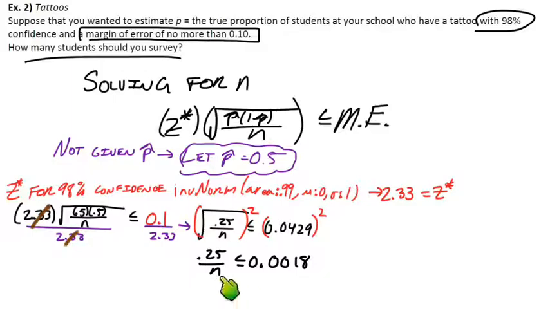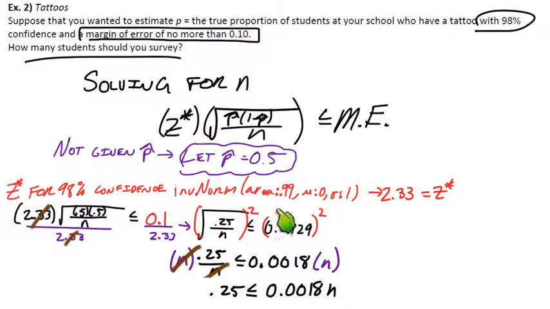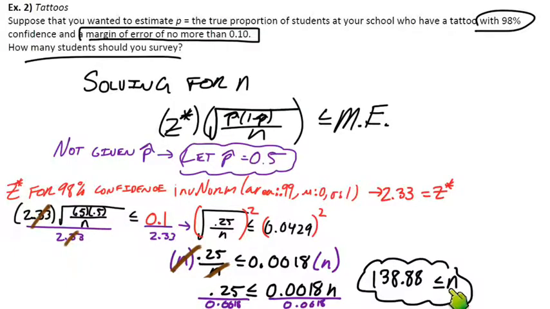Now we can't solve for n while it's in the denominator, so to get it out of the denominator, let's multiply by n on both sides. That way, it cancels out over here and shows up over here. So here we are, we've got 0.25 is less than or equal to 0.0018n. Last step to solve for n here, divide both sides by 0.0018. And we get n has to be greater than or equal to 138.88.